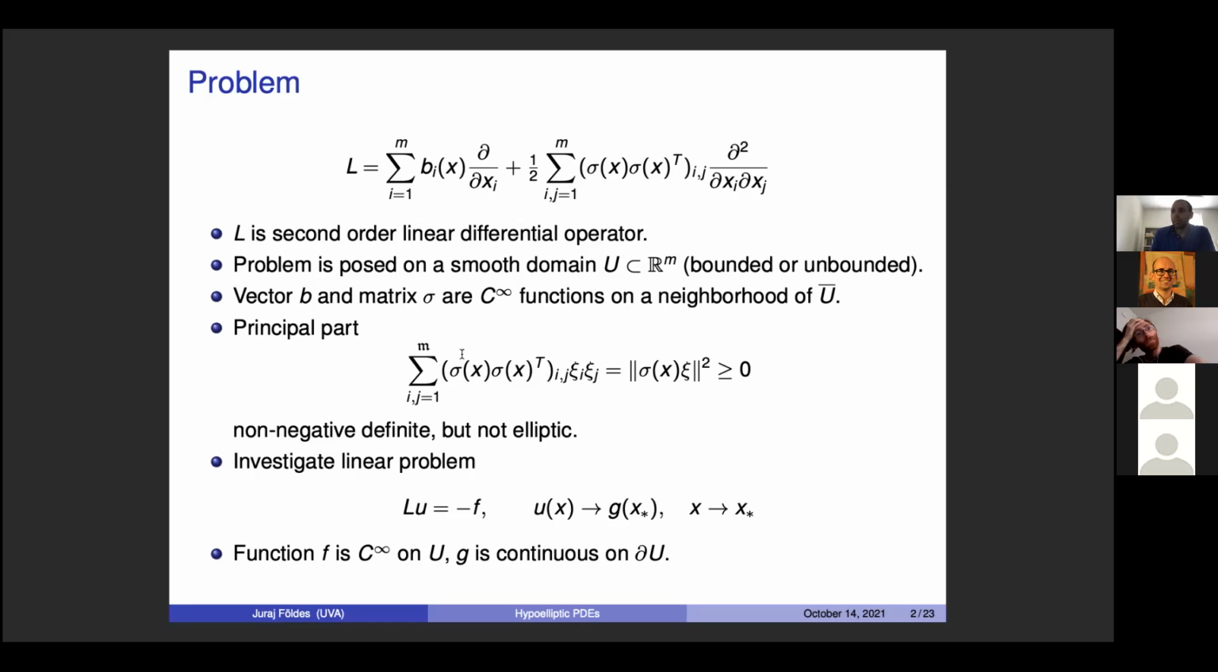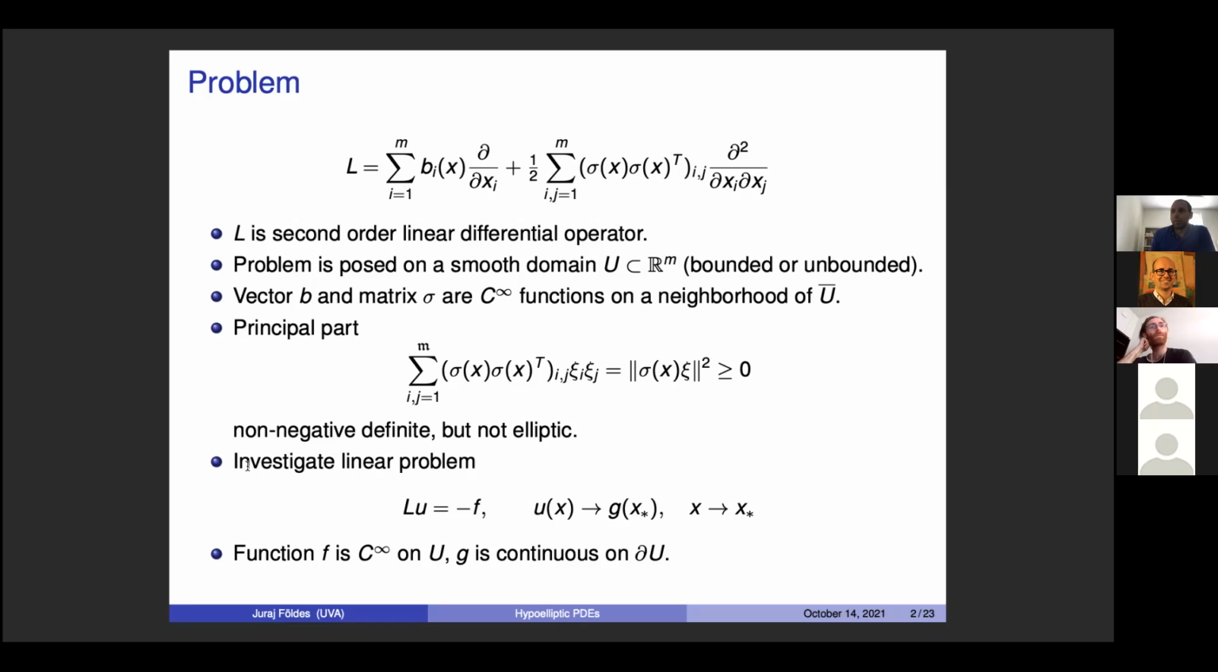I'm going to look at the ellipticity. So if I take the principal part and multiply it as usual by psi_i, psi_j, then I get, this is just the matrix sigma times psi squared, which is non-negative, definitely. So it's a non-negative operator, but it doesn't have to be strictly positive. So it's not necessarily an elliptic operator.